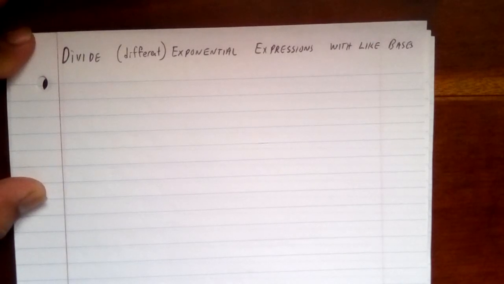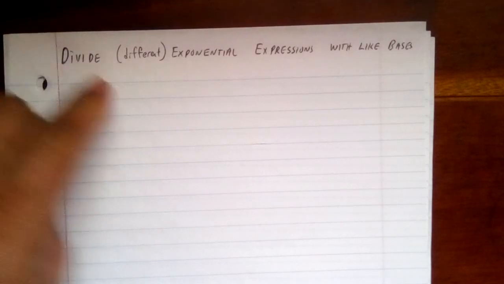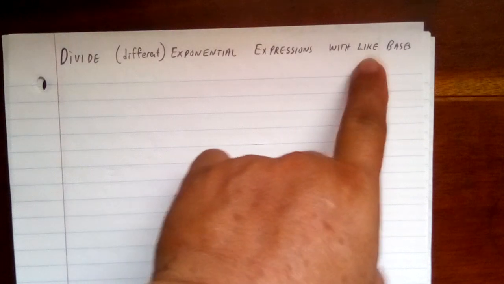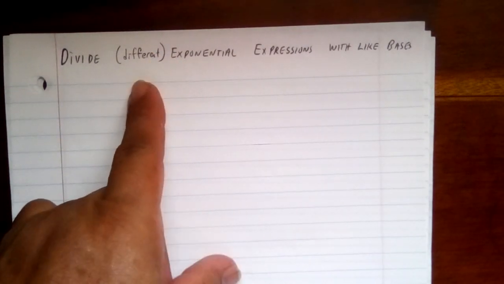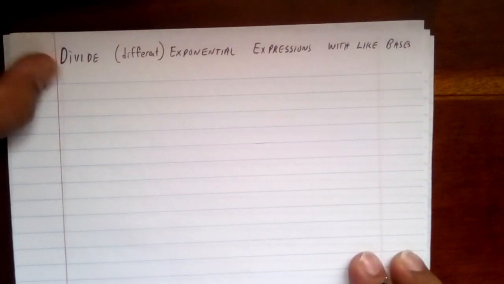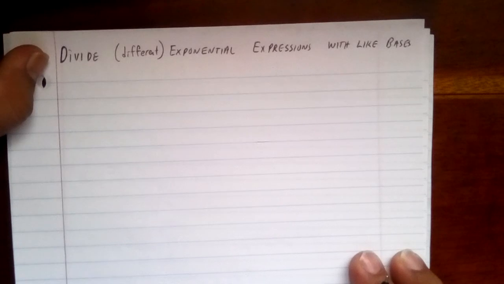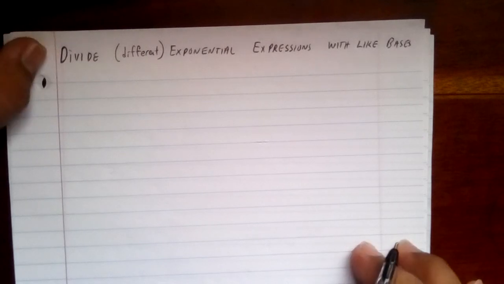Okay, so we have seen the division of exponential expressions that have like signs. Now we're going to be dividing exponential expressions with like bases, but their exponents may be different, or in this case they will be different for the purpose of this video. By the time you finish with this video, you should be able to divide exponential expressions that have the same base, but have different signs on their powers.